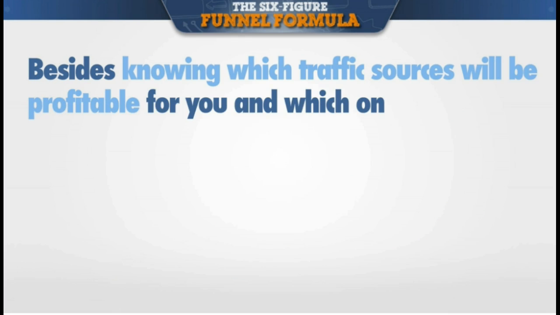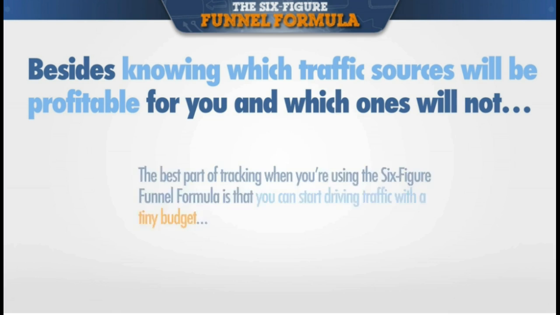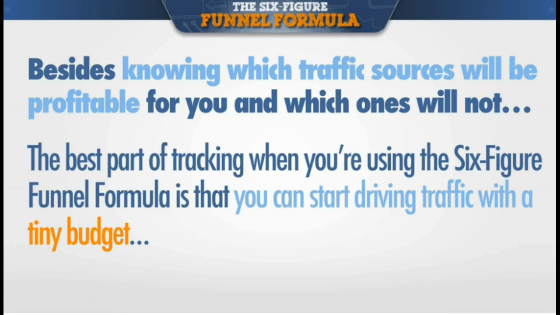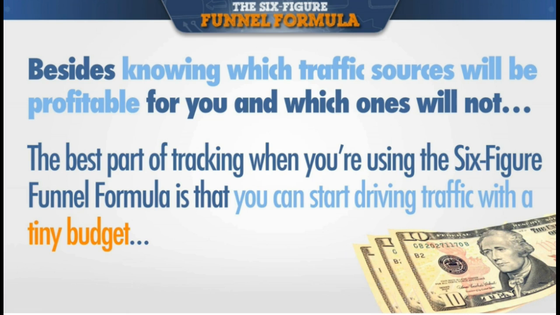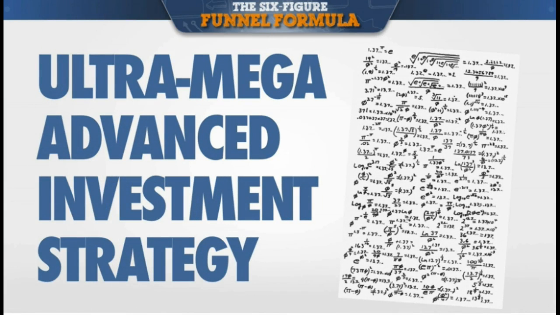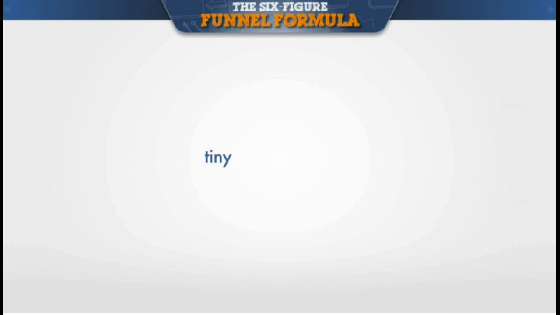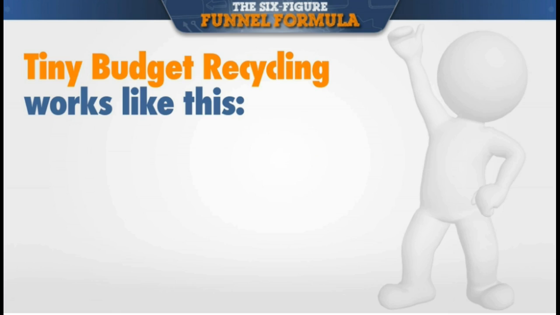Now, besides knowing which traffic sources will be profitable for you and which ones will not, the best part of tracking when you're using the six-figure funnel formula is that you can start driving traffic with a tiny budget of even just $50, even $30, because you're going to use the ultra mega advanced investment strategy that I call TBR, or tiny budget recycling. And actually, I just made that up, but I like it, so we're going to go with it. Tiny budget recycling works like this.